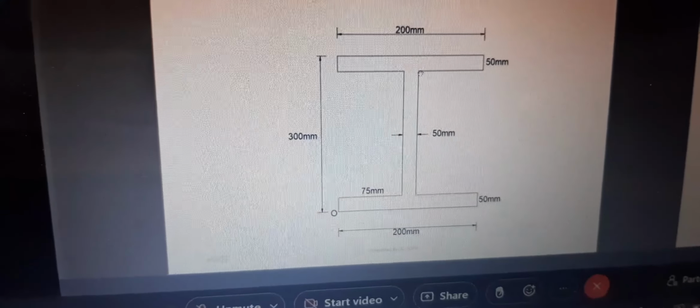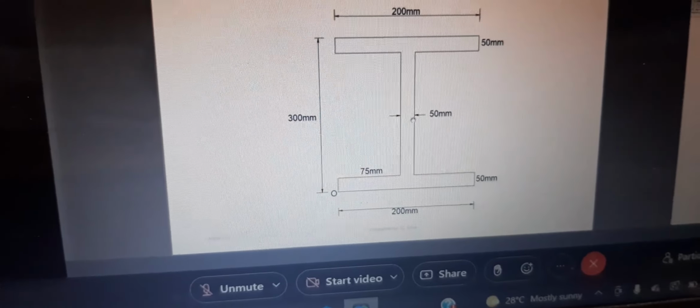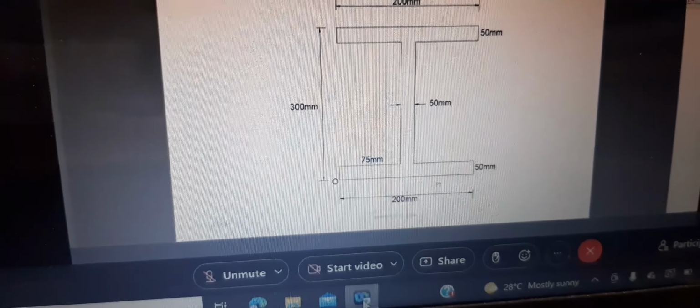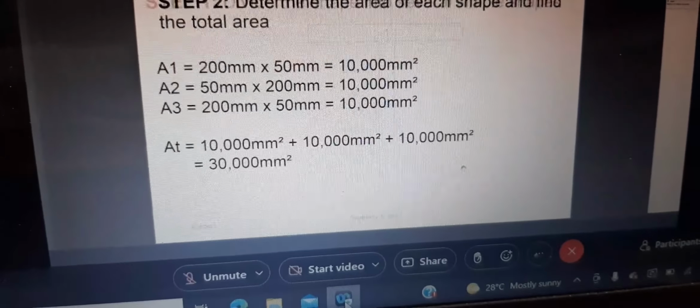For the middle one, this right here is 200, so you will have 100, but then you have to add the 50 to go to your base. And then for this one, you have the 25.